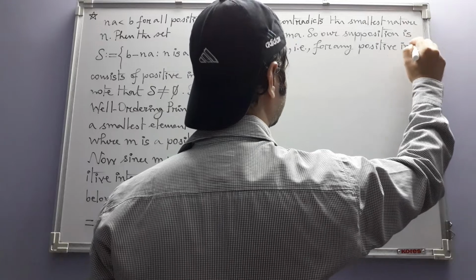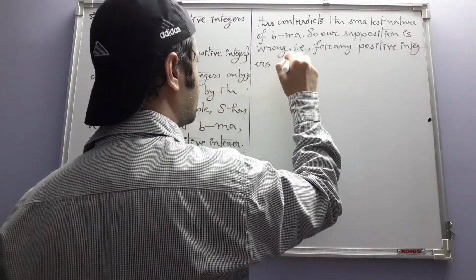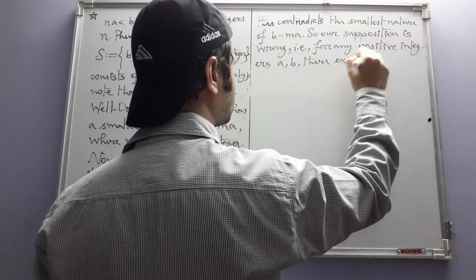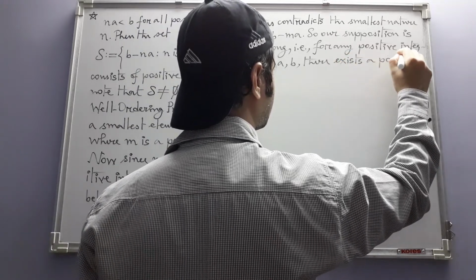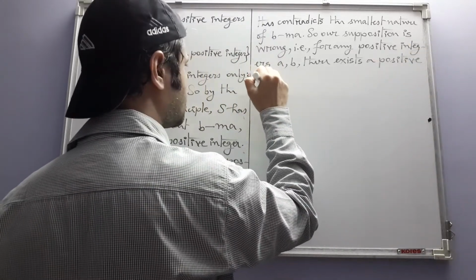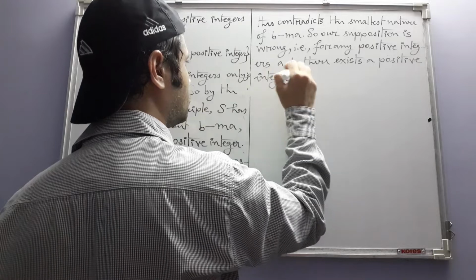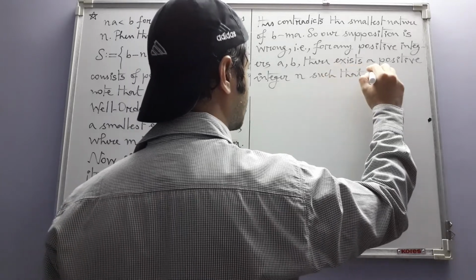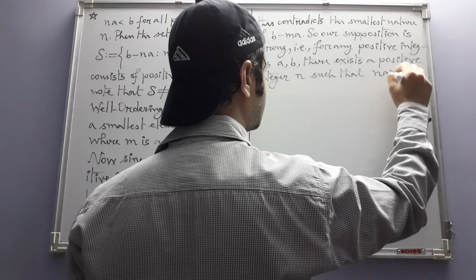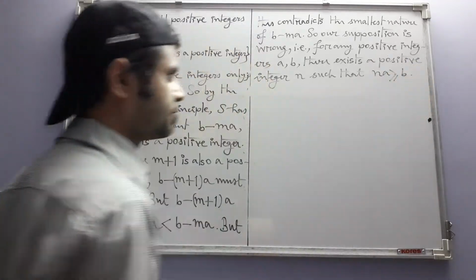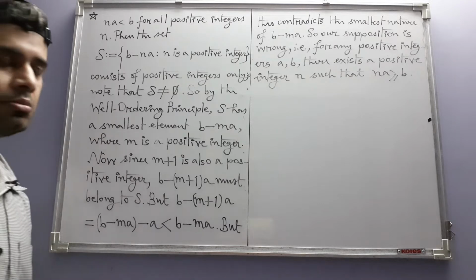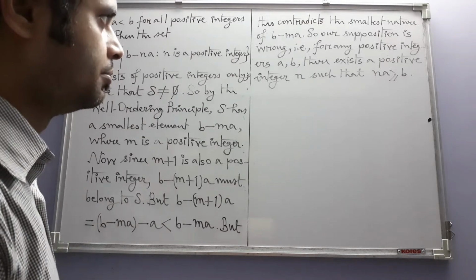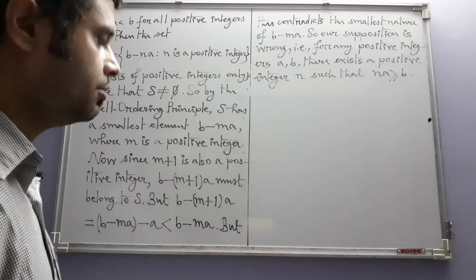So for any positive integers a and b, there exists a positive integer n such that na is greater than or equal to b. So this Archimedean property is also going to be useful to us when we start solving problems in number theory, and in many theoretical situations also it will be quite useful.